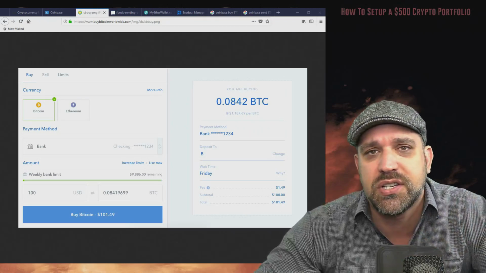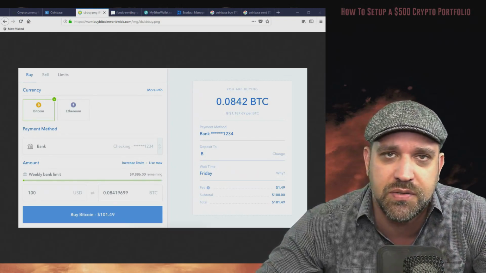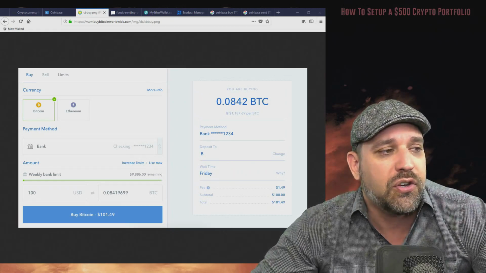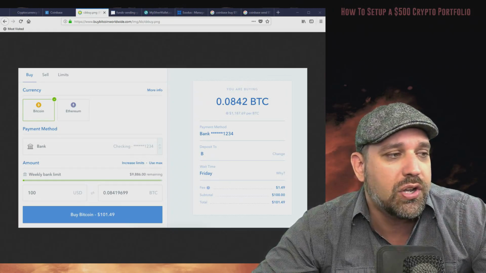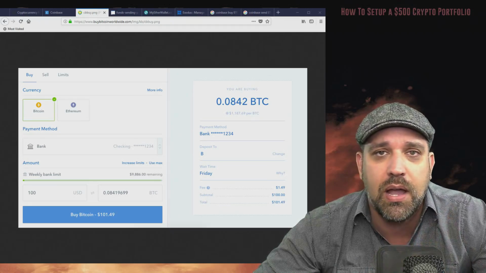So let's say you're just going to set up a $500 portfolio and you're just going to let it ride for a year, 2 years, 3 years, whatever the case may be. If you do that, you can just buy it all at once, or you can buy in increments. And you can set this to be monthly, weekly, bi-weekly.